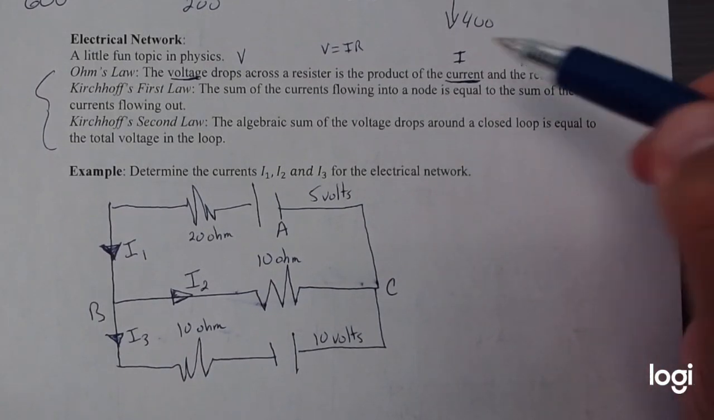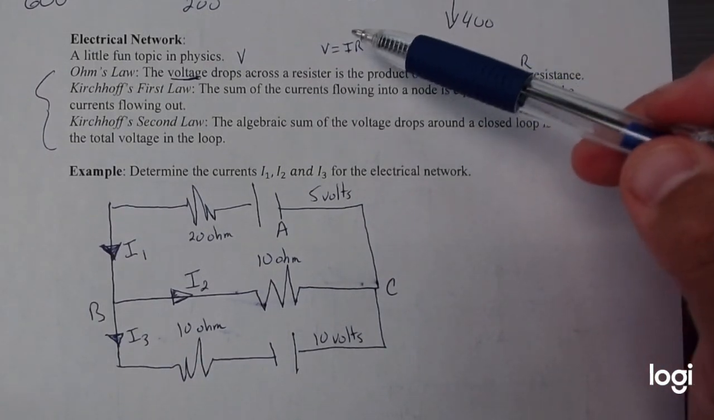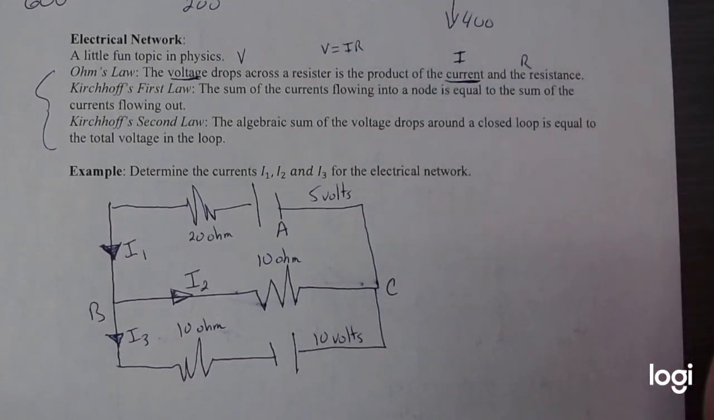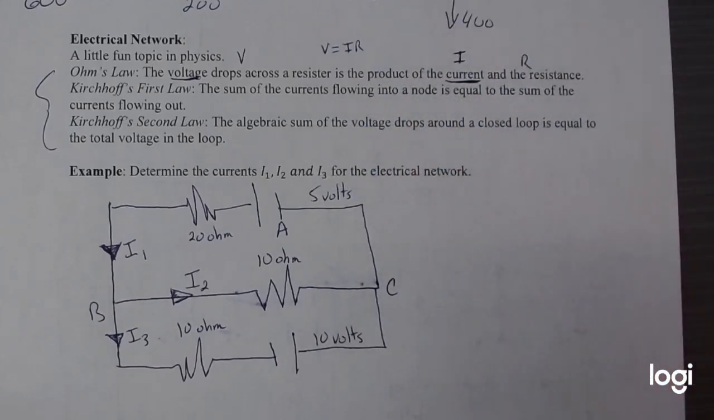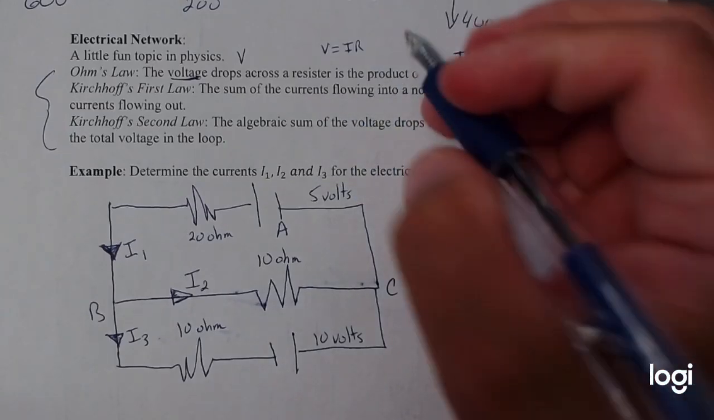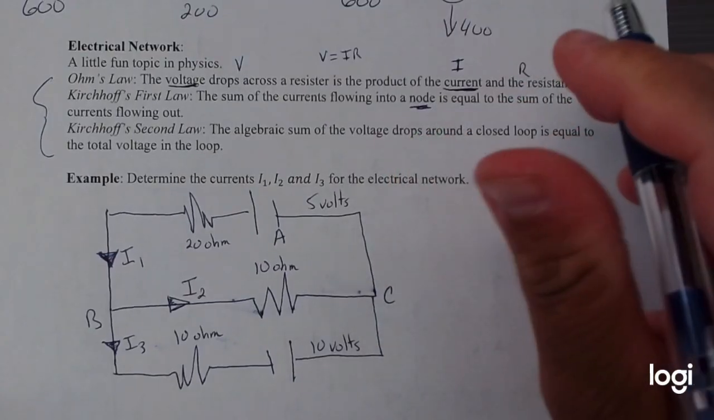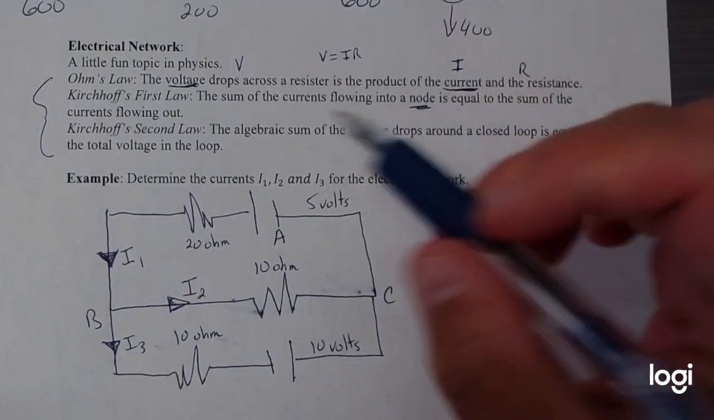Okay. Now, next one is Kirchhoff's first law. The sum of the currents flowing into a node is equal to the sum of the currents flowing out. So kind of like the network, flow in equals flow out, right? When you're going into a node. Okay? And the last one is the second law.